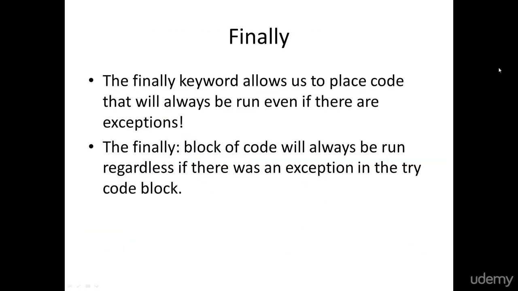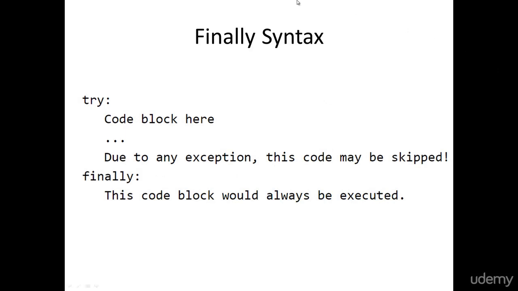Okay, so the finally keyword. The finally keyword allows us to place code that will always be run even if there are exceptions. So the finally block of code, like I said, will be run regardless if there was an exception in the try code block. And so what that looks like is I can say try, some code block here, and due to any exception, you may skip this code, such as that print statement. So there's an error here, doesn't matter, finally I want you to execute the code block in the finally section of your code.